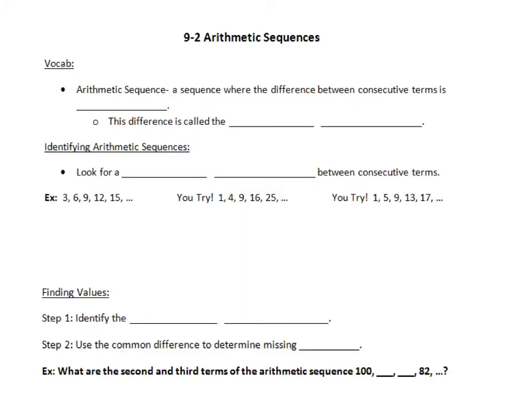Alright, so some vocab. What makes a sequence arithmetic is when the difference between consecutive terms is constant. So if we have a sequence and there's a pattern, but to get to each next term, it's not the same number that you're adding each time or subtracting each time, then it's not considered arithmetic. For a sequence to be arithmetic, the difference between consecutive terms must be constant. And this constant difference is called the common difference.